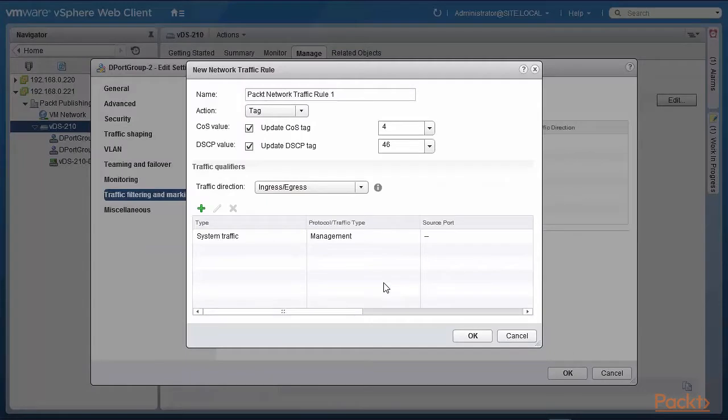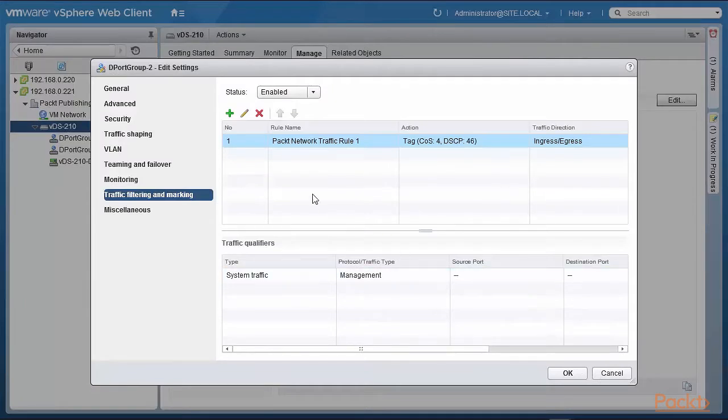So I will click OK, and I click on OK as well. So what have we done? We have a traffic rule 1 that we're going to tag on our layer 2 network, class of service 4, and DSCP 46, for both ingress and egress. And as we saw, it's only for the management traffic.